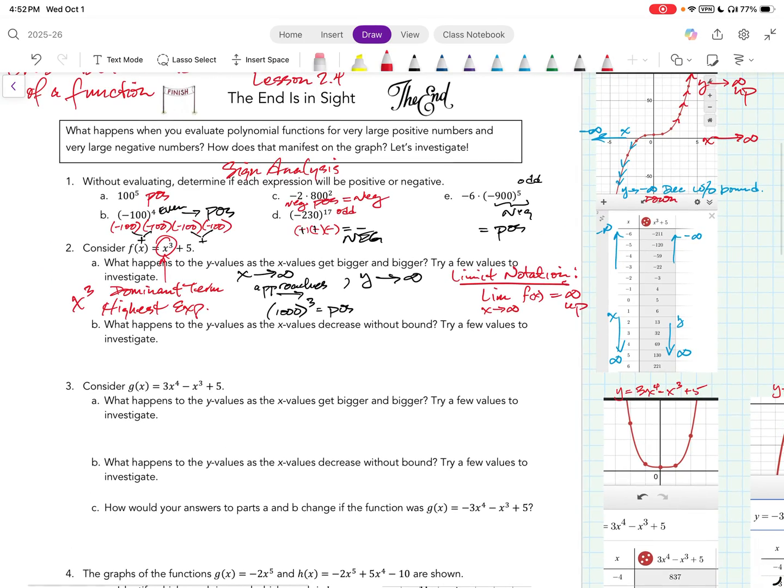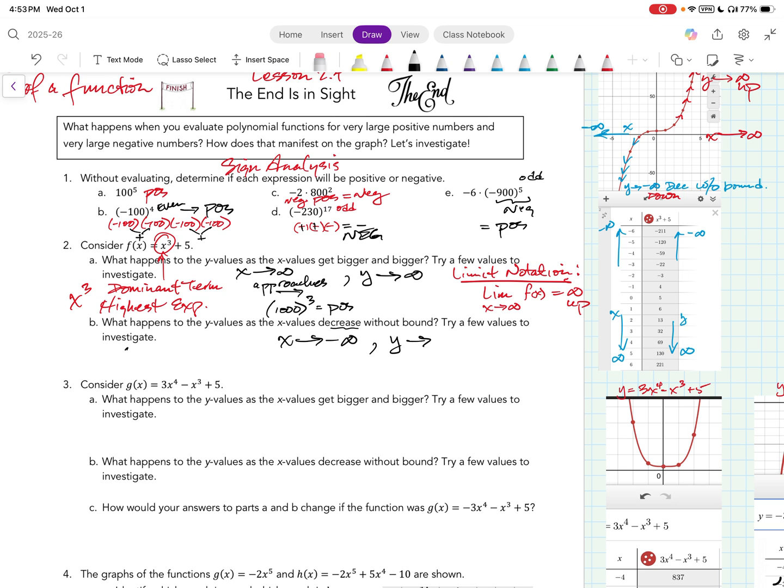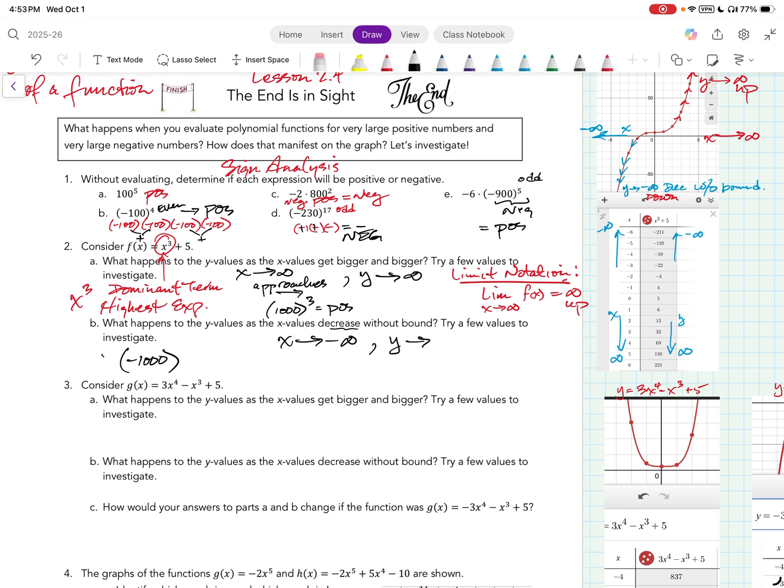So let's try it again. As the x values decrease now, look at this. Instead of increasing, getting bigger, they're decreasing. So as x approaches negative infinity, which means they're decreasing without bound, what's going on with the y values? What are they approaching? So what you do is you put a big negative number in now. I'm going to take negative 1,000. Take negative 1,000 in the dominant term, and again, you always use the dominant term. You cube it and you just check the sign. Is it positive or negative?